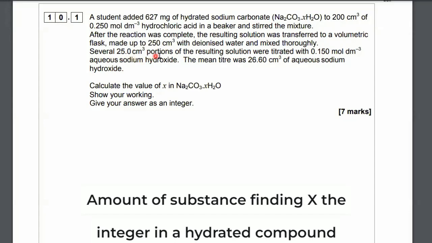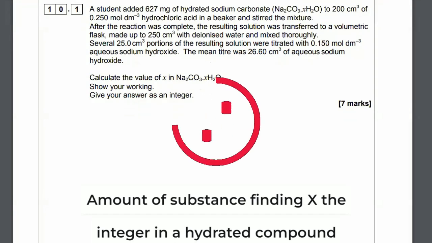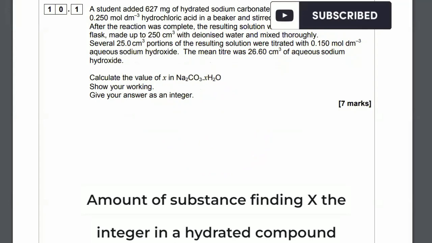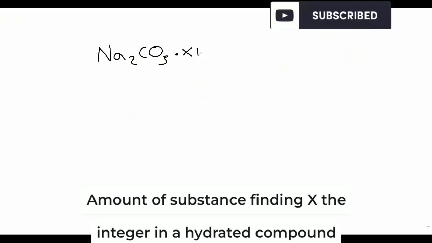After the reaction was complete, the resulting solution was transferred to a volumetric flask, made up to 250 cm³ with deionized water and mixed thoroughly. Several 25 cm³ portions of the resulting solution were titrated with 0.150 mol/dm³ aqueous sodium hydroxide. The mean titre was 26.6 cm³ of aqueous sodium hydroxide. Calculate the value of X in Na2CO3.XH2O. Show your working. Give your answer as an integer, 7 marks. Let's get to it.